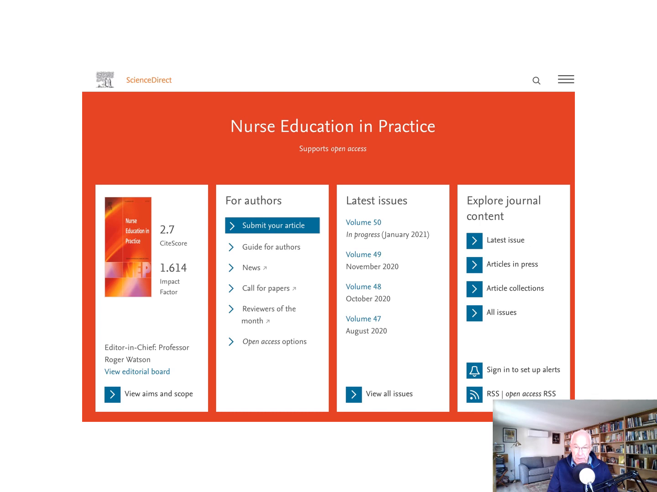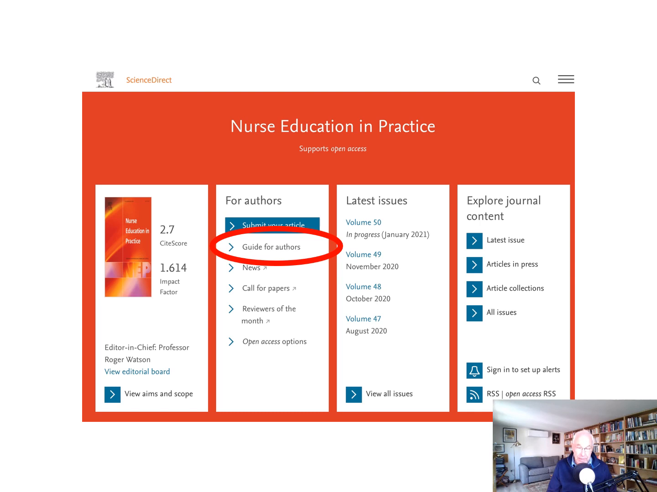This is the current landing page of my own journal at the moment, Nurse Education and Practice. It is slightly out of date because our impact factor is much bigger than that now, but what I wanted to show you here was that on the landing page, and this is the same for all journals, I'm not here to advertise my journal, by the way, I want this to be generic.